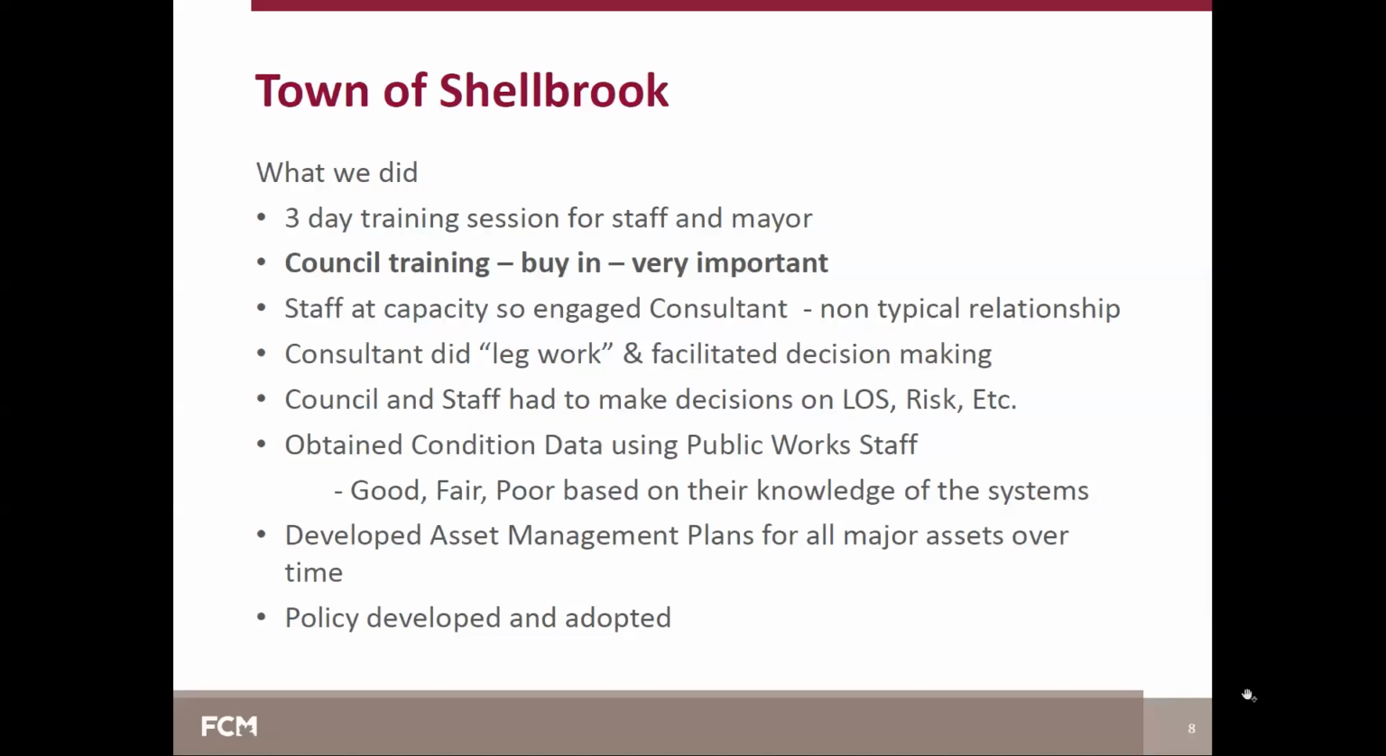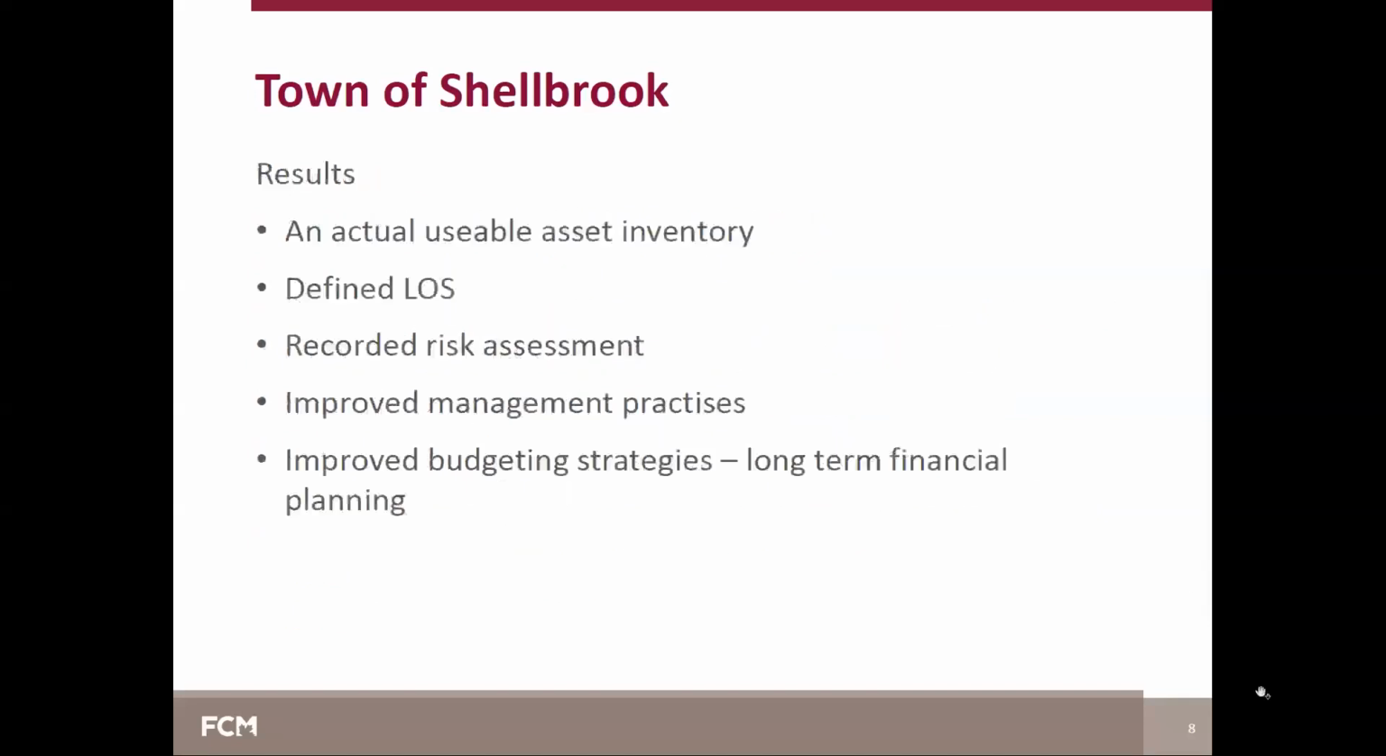Over the next number of years, we developed asset management plans for all of our major assets, and in 2017, I think we developed the last one of the actual plans. Our approach, we started with the asset management plans, and we've just in the last year developed some policies around it and adopted those policies. Next, please.